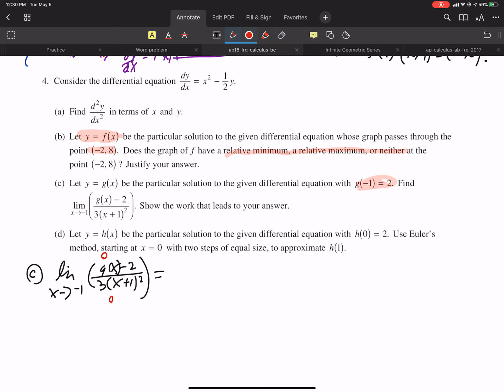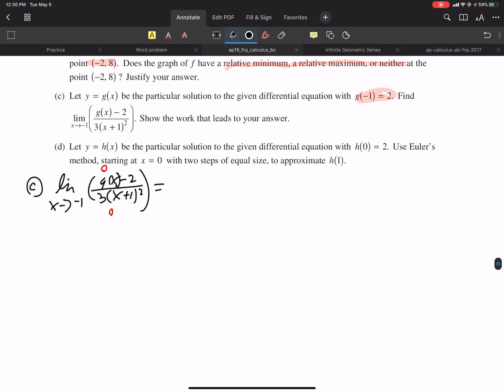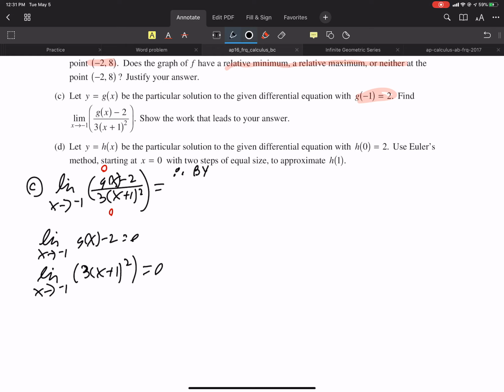It might be undefined, but we don't know that. We can't assume that. So you would have to show that the limit of the top is 0, and the limit independently at the bottom is 0. Therefore, by L'Hopital's, I don't even know you have to write that.